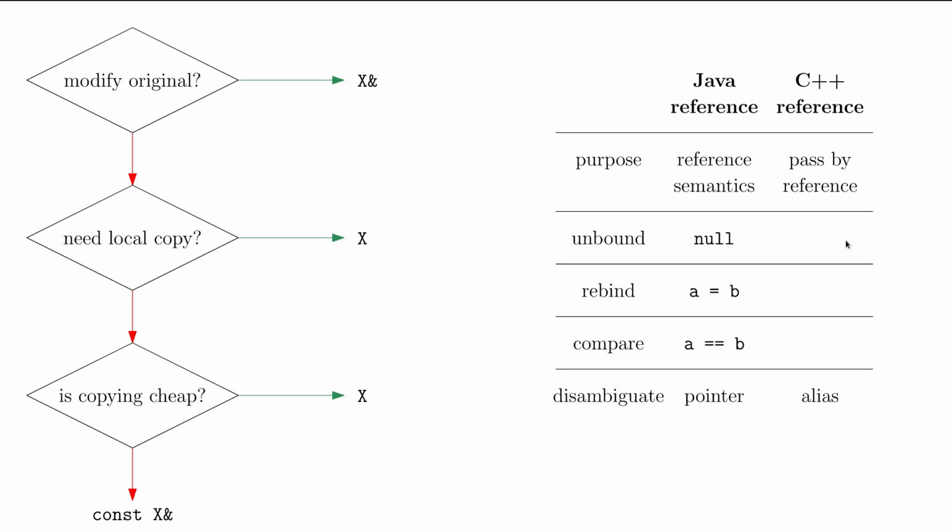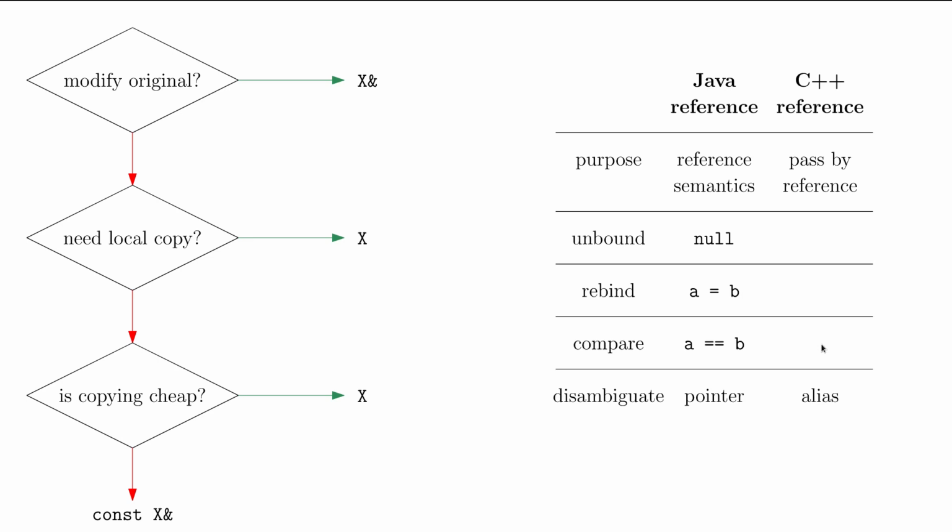Okay, none of these things is possible in C++. C++ references are never null. There's no such thing as not a variable that a reference is bound to. You can't rebind references. We saw in the swap example that the assignment operator directly modifies the referee and not the reference. And you also can't compare them. This will also compare the referees in the case of C++ references.